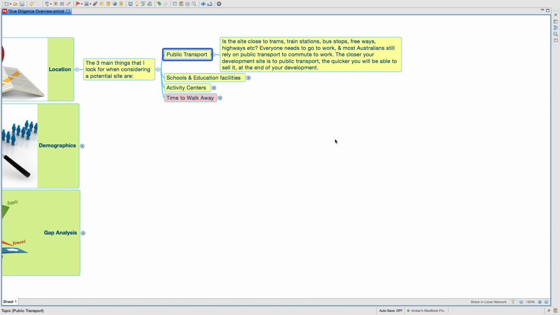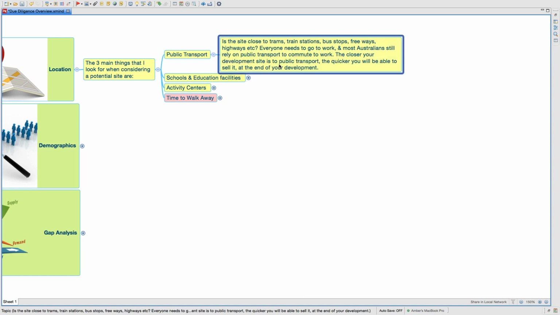Everyone needs to go to work, and most Australians still rely on public transport for a major part of their commute to work. The closer your site is to a public transport location or a train station, the quicker you will be able to sell it at the end of your development. So location counts. Not only that, you'll be able to put it on rent fairly quickly as well.